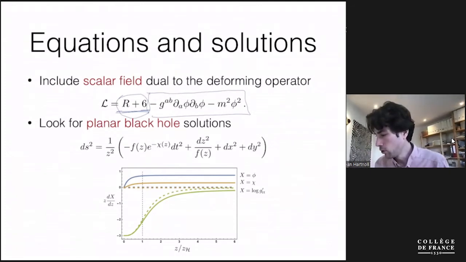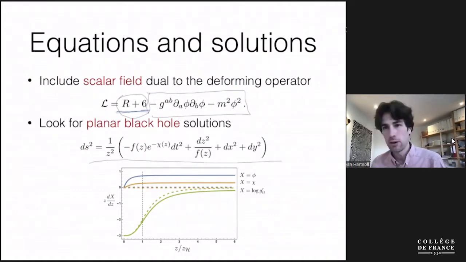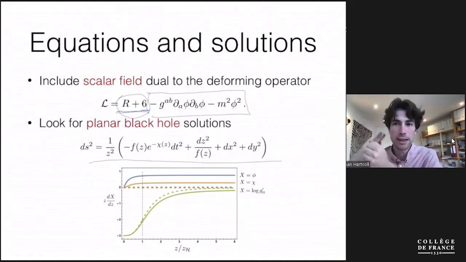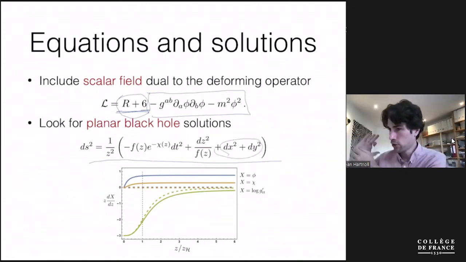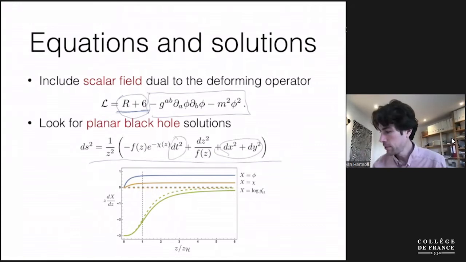And so I'm going to look for a black hole solution, which will look something like this. Now remember, another nice thing about AdS is that you can have these planar black holes, which makes things a bit simpler. So X and Y are the boundary directions. This is time, and Z is the radial direction. So here's the boundary, and this is in units of Z over Z_H, so this is the horizon.